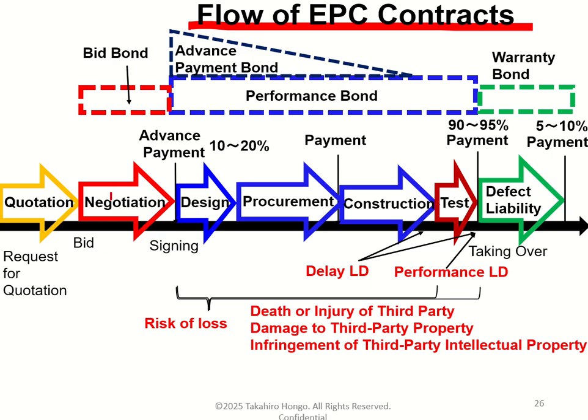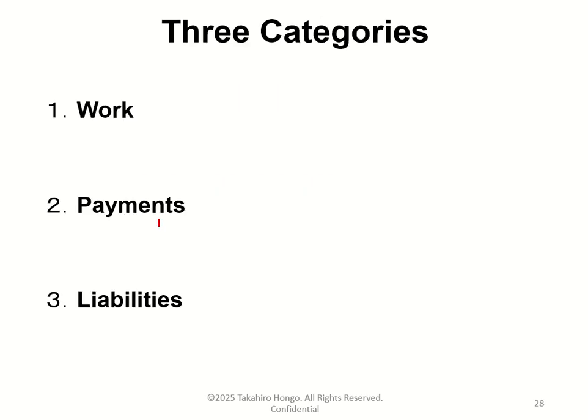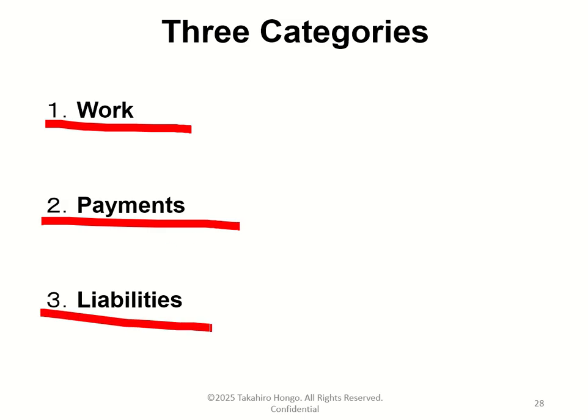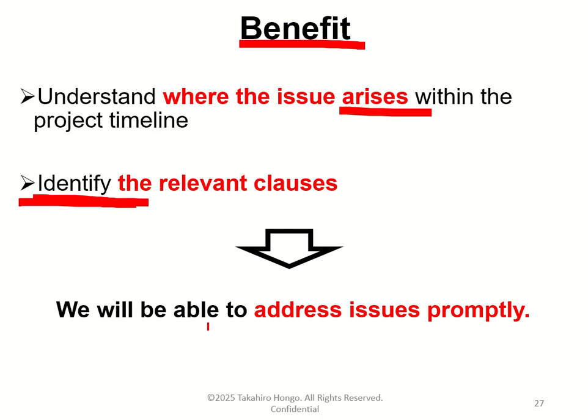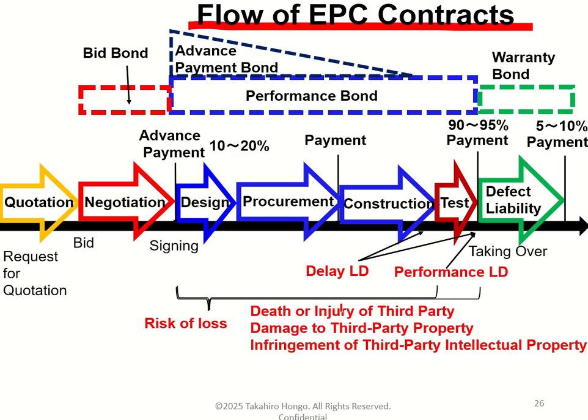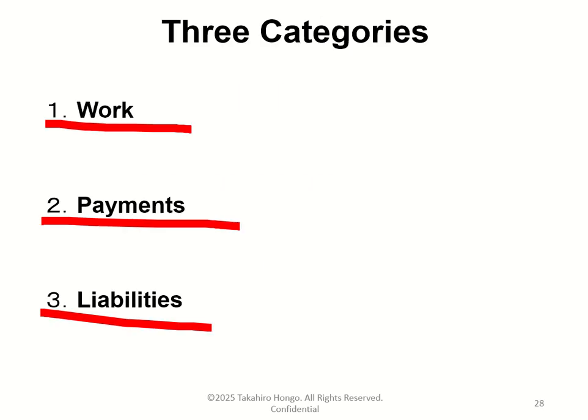But you may think that you have a lot of information to remember. However, if you divide this flow into 3 categories like this, the first category is work, the second category is payments, and the third category is liabilities. In that case, you will be able to understand this flow easily. Is it clear? So, let's take a look at each part of the flow together.